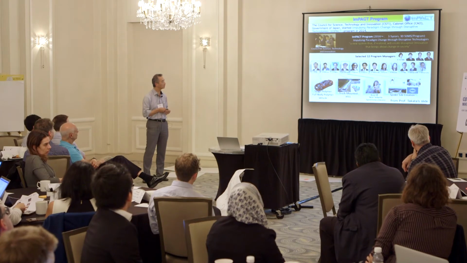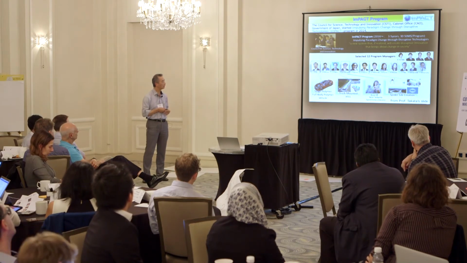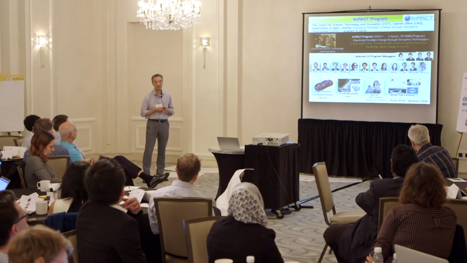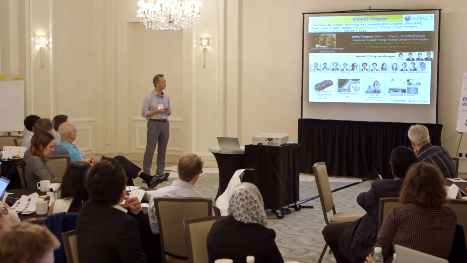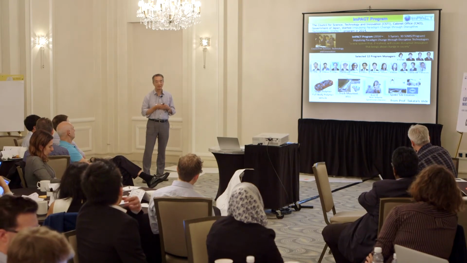My target is to create novel tough polymers for full body vehicles. Each program manager is allowed to use about $30 to $50 million budget to achieve the target. My budget is the largest of all the ImPACT programs, about $50 million. And also the companies joining my program provide about $30 million by themselves. So the total budget is $80 million.